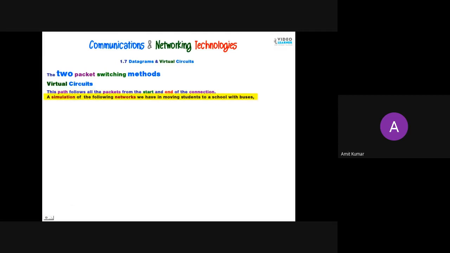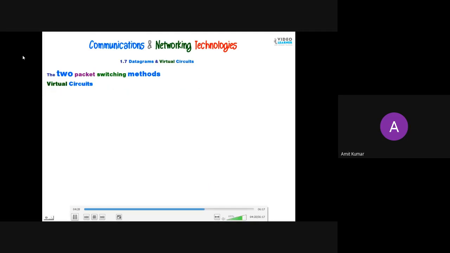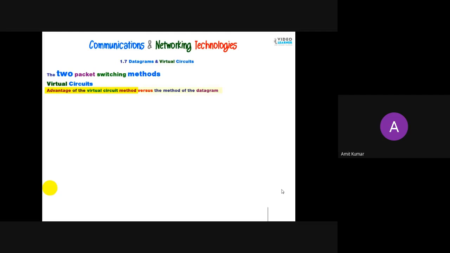So if you see in the case of school buses, what we have taken in the previous example, here they have to follow the same path and they will follow in a line. You can see that in this animation, they are following the same line. So this is the virtual circuit method. So, advantages of the virtual circuit method versus datagram.